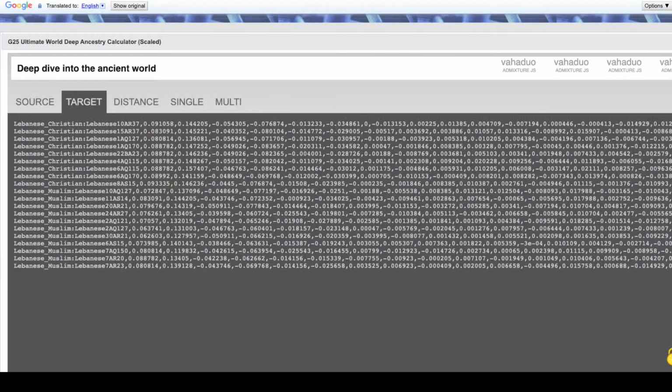Biblical DNA here. Today we are asking: do the Lebanese have ancient Levantine autosomal?